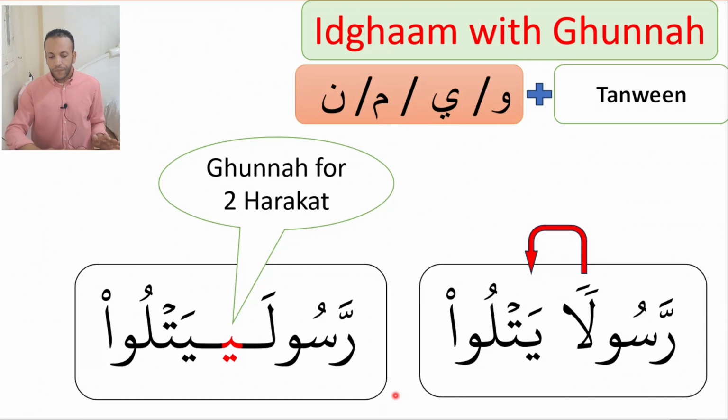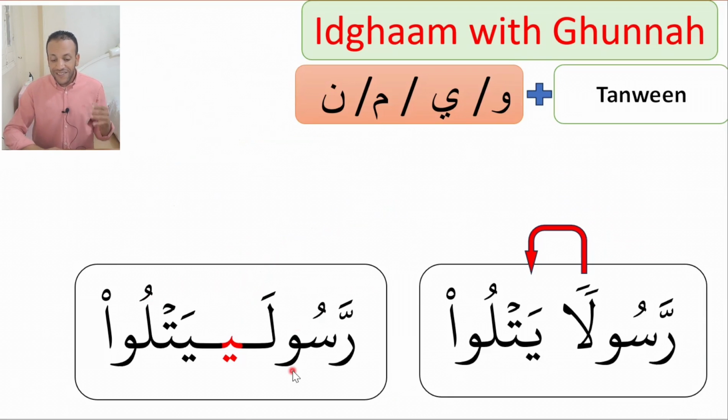So if we take it like this, if you say Rasulayatlu. I already did lots of exercises to be able to show you the Idgham in this case without Ghunnah, because it is not easy for me now. And that's what I meant before, that when you practice, you will find difficulty in not pronouncing these rules anymore. So Rasulayatlu, this here is Idgham only, but we are applying 2 things, Idgham and Ghunnah.